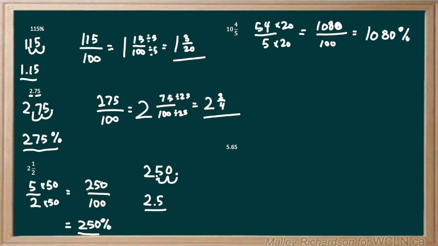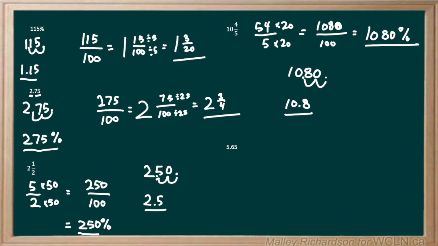Now we want to turn this into a decimal. So we're going to use our percent to do this. Remember, when we want to go from percent to decimal, we move our decimal 2 spaces to the left. So we have 1080, our decimal right here, and we're going to move it 2 spaces to the left to be right in between this 0 and 8. So now 10 and 4/5 as a decimal is 10.8. So we have our percent of 1080%, and our decimal is 10.8.